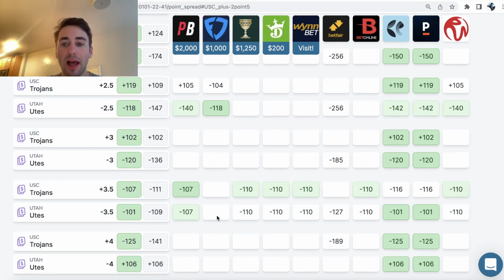Most sportsbooks have the line at 3.5. Obviously, the jump from 2.5 to 3.5 is massive, right? 3 is such a key number in football. If Utah wins the game by 3, my point spread bet on FanDuel cashes. Everyone else who bet Utah -3.5, they're losing their bet. So Utah -2.5 is ridiculous value, and I ended up locking in this play.